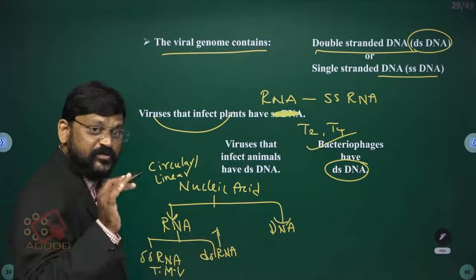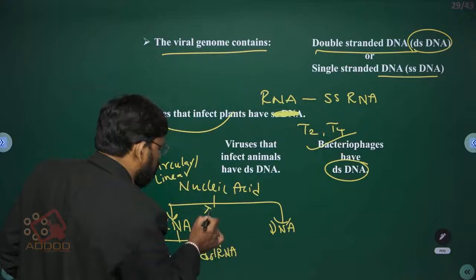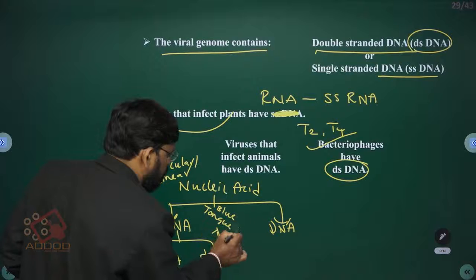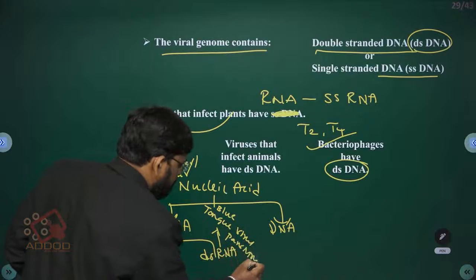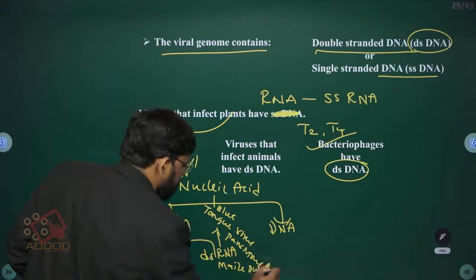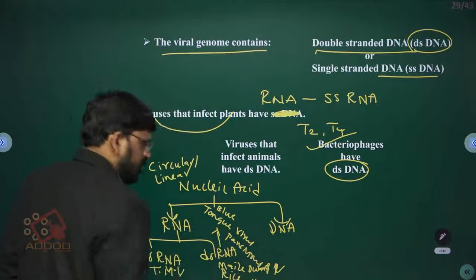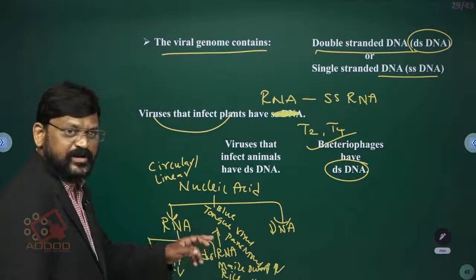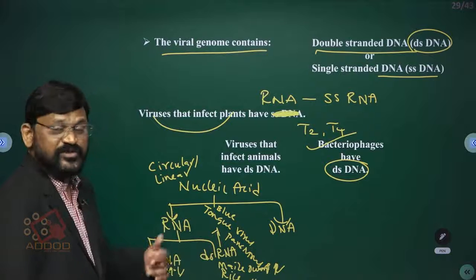It can be seen only in some viruses, whose names are blue tongue virus, maize dwarf virus, rice dwarf virus, wound tumor virus, which show double stranded RNA, which is very rare.